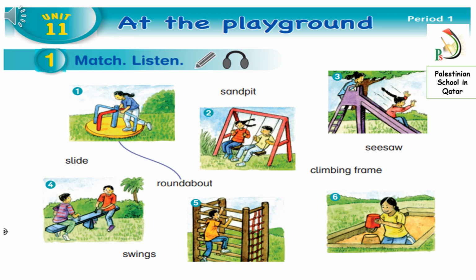Please listen again and try to match the words with the pictures. Track 14. Unit 11. Period 1, Activity 1. match. Listen. 1. She likes the roundabout. 2. They like the swings. 3. They like the slide. 4. They like the seesaw. 5. He likes the climbing frame. 6. She likes the sandpit.